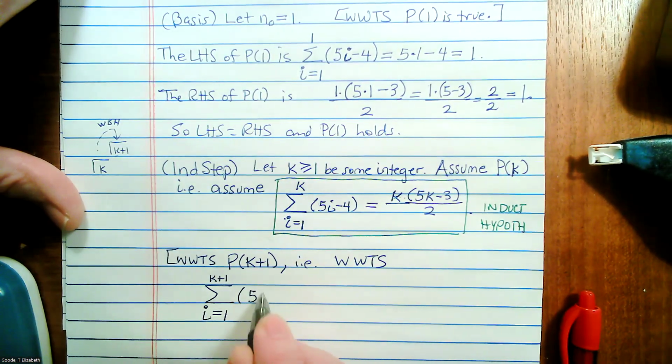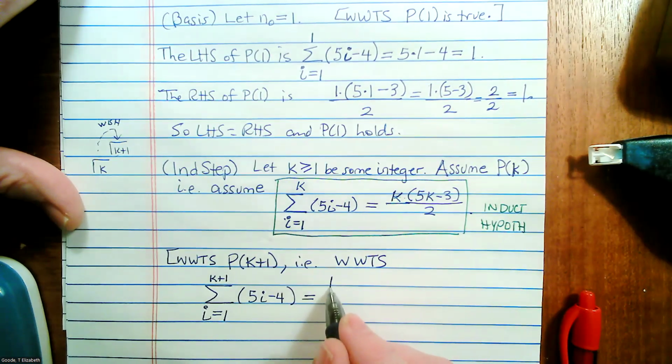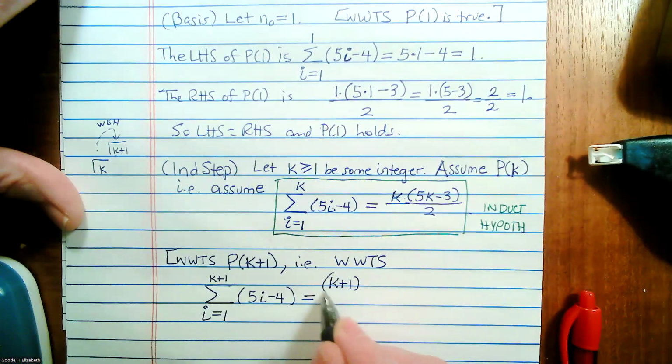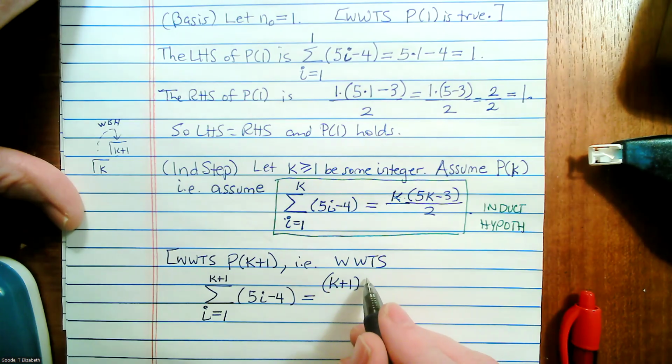5i minus 4, and i goes to K plus 1. We need parentheses around that K plus 1 because we're replacing a monomial with a binomial.